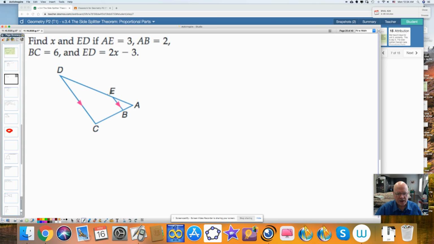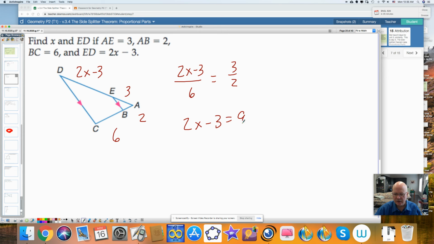Here, AE is 3, AB is 2, BC is 6, and ED is 2x minus 3. We have proportional parts because we have parallel lines. These two go together, these two go together. So I could say 2x minus 3 is to 6 as 3 is to 2. Multiply both sides by 6, and I get 2x minus 3 is equal to 9. Add 3 to both sides, 2x is equal to 12, and divide both sides by 2, x is equal to 6.